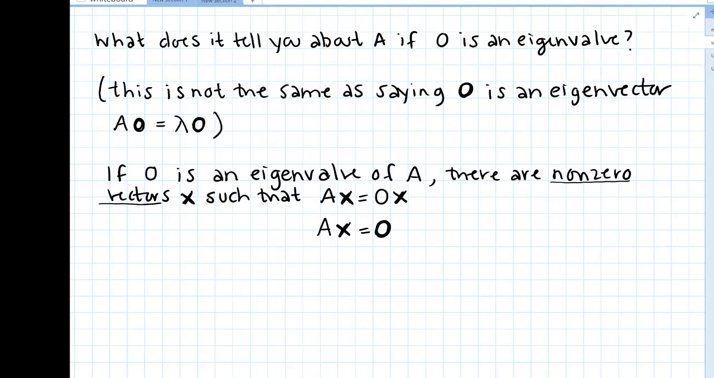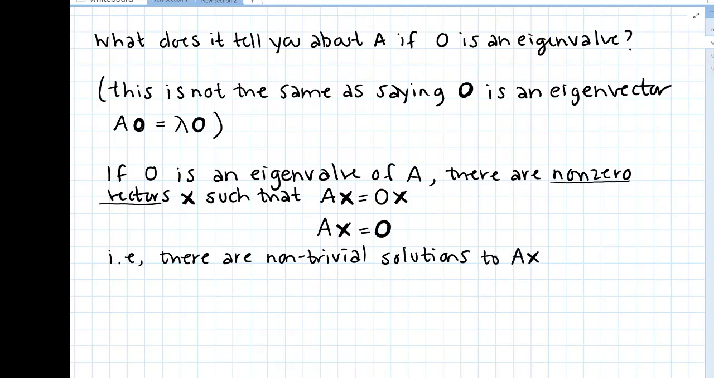So let me write that down another way. I said there are non-zero vectors x such that Ax is equal to 0, i.e. there are non-trivial solutions to Ax equals 0. And we know what that means. We've seen that idea come up before. That means that the matrix is not invertible.